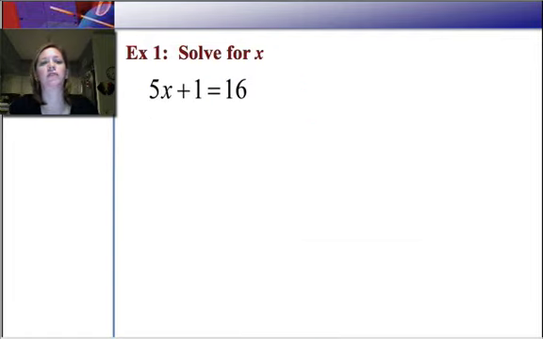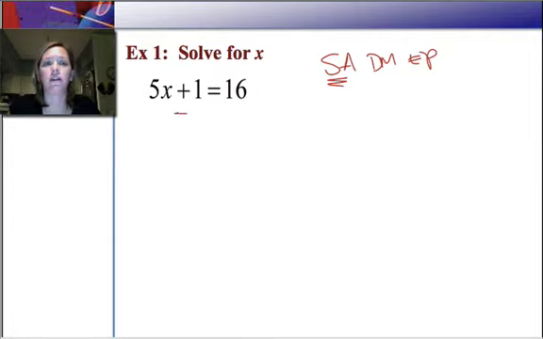Alright, so let's solve this for x. We have 5x plus 1 equals 16. So SADMEP. Do we have addition or subtraction? We do, we have addition, so I'm going to undo that first. So I undo addition with subtraction, so we'll subtract 1 from both sides of the equation. That leaves me with the 5x term. 1 minus 1 is 0. 16 minus 1 is 15. So I took care of subtraction and addition.